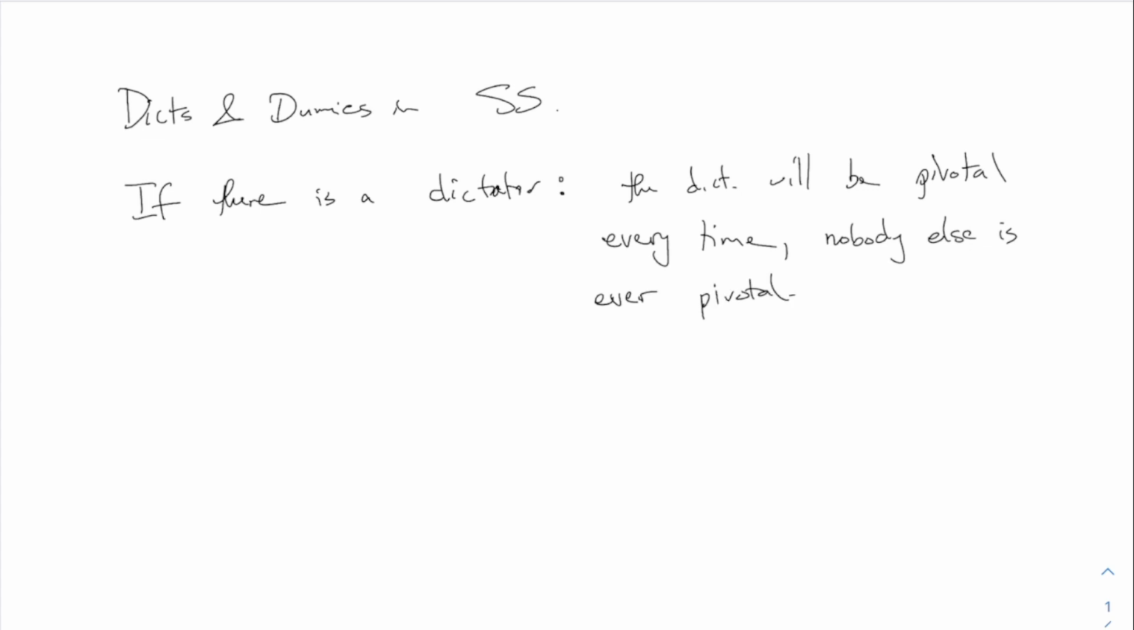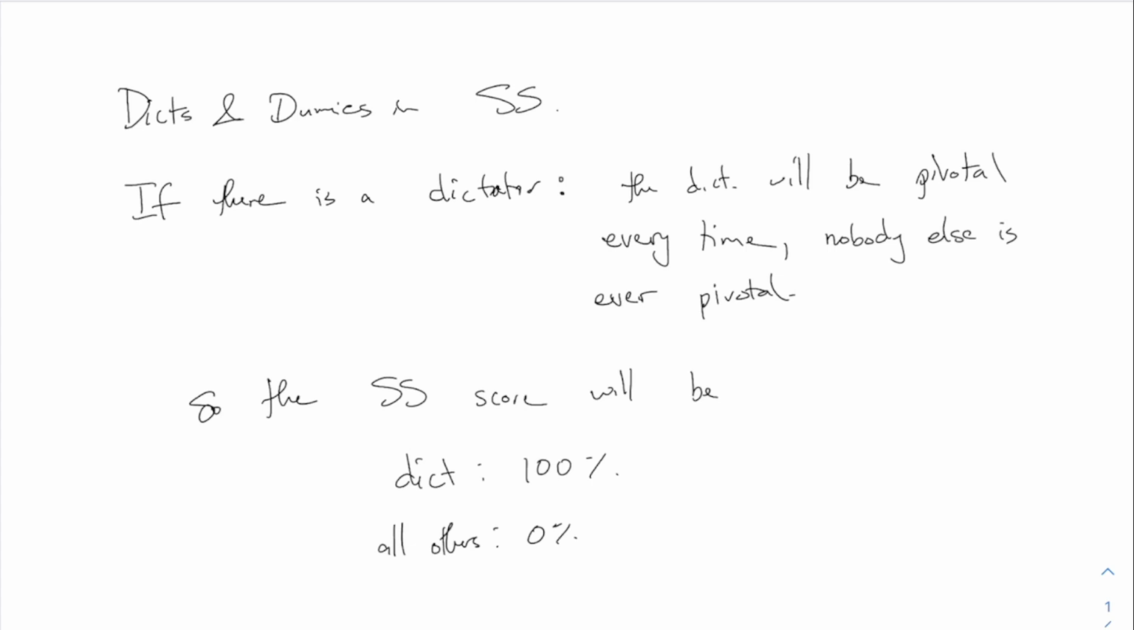All right? So that means the final answer will basically have 100% Shapley-Shubik to the dictator and then zeros for everybody else, because the other ones are never pivotal. The dictator is always pivotal. So the Shapley-Shubik score at the end will be, the dictator gets 100% and all others get 0%. That's how the Shapley-Shubiks will end up if there is a dictator.